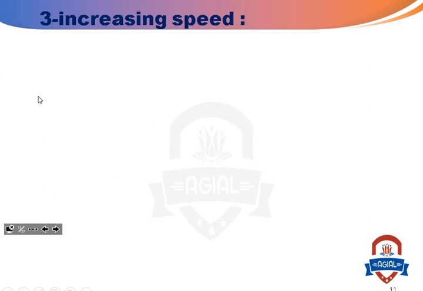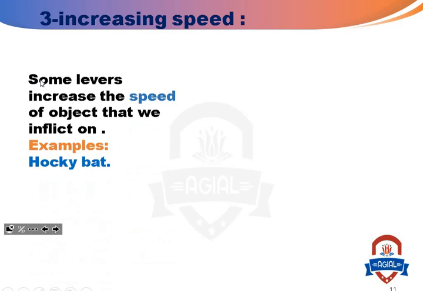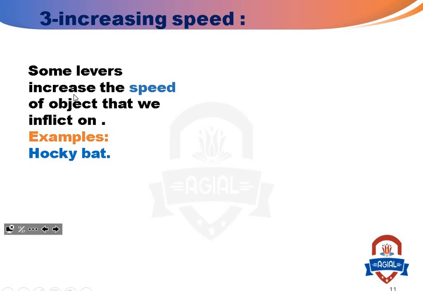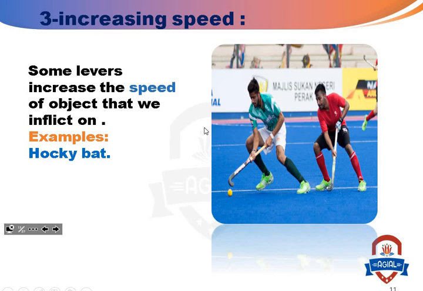Number three, increasing speed. Some levers increase the speed of the object that we hit, like a hockey bat. The hockey bat increases the speed of the puck.